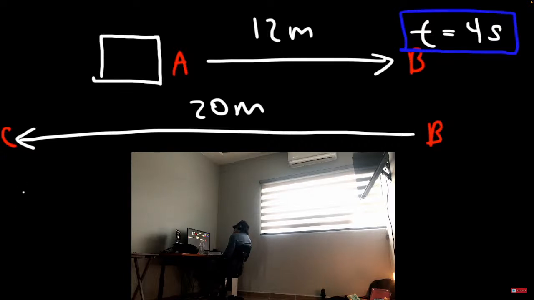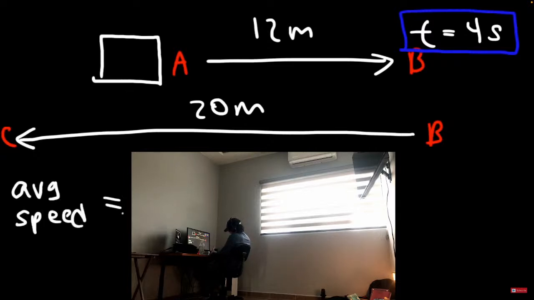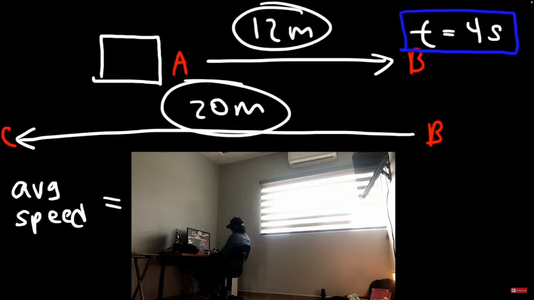To calculate the average speed, we need to determine the total distance and divide it by the total time. The total distance is simply 12 plus 20. If you add those two numbers, it will give you 32 meters. And the total time is 4 seconds. So 32 divided by 4 is 8. So the average speed is positive 8. Keep in mind, speed is always positive.